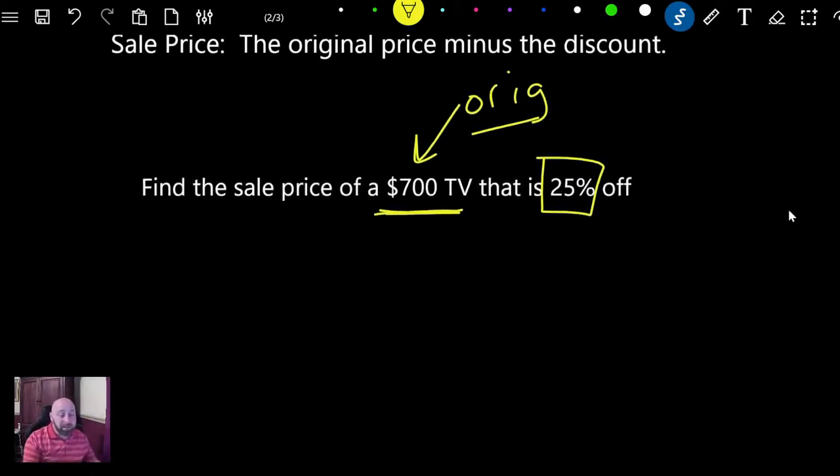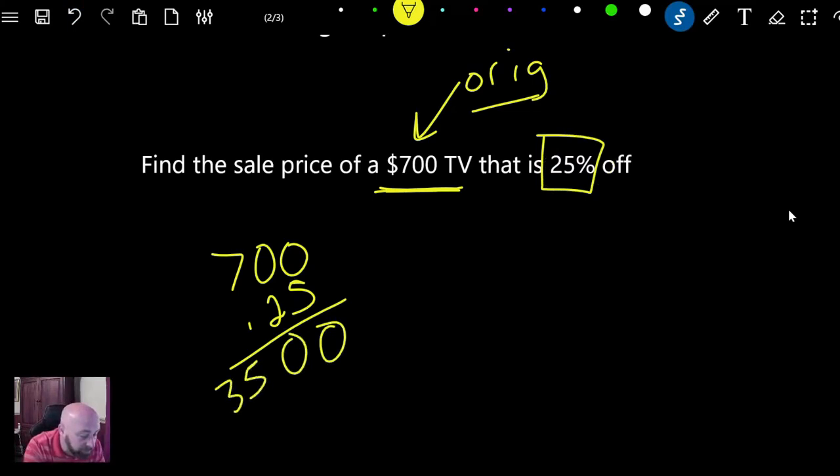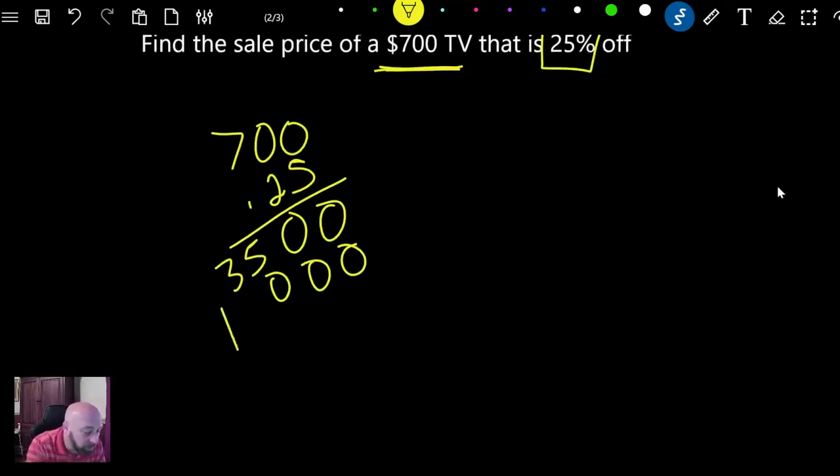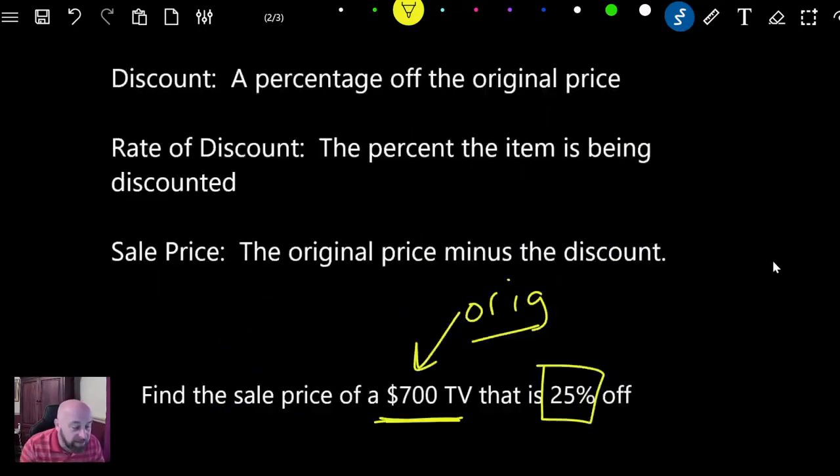Well, this is kind of an easy problem. All we have to do is take 700 times 0.25 for 25%. We move the decimal 2 places. So we just do that. 700 times 0.25 gives us 175. So the discount on this item is $175. That is the discount.